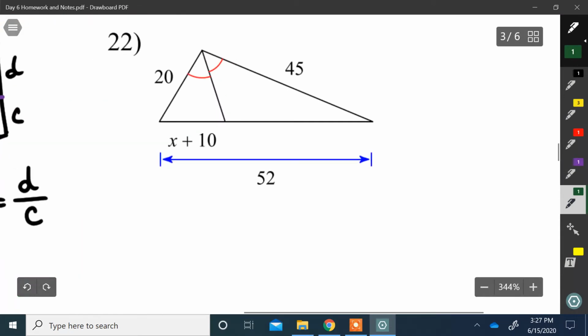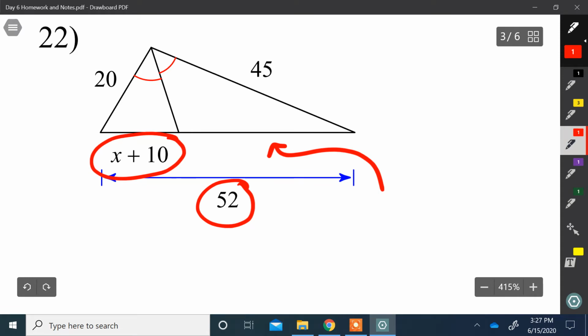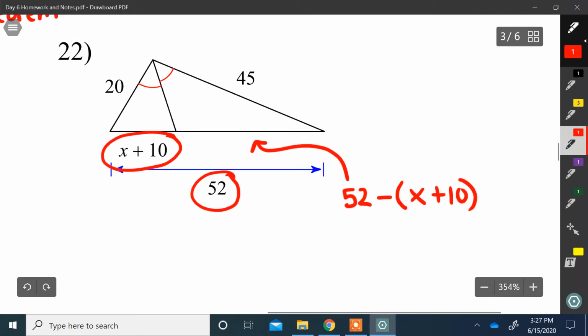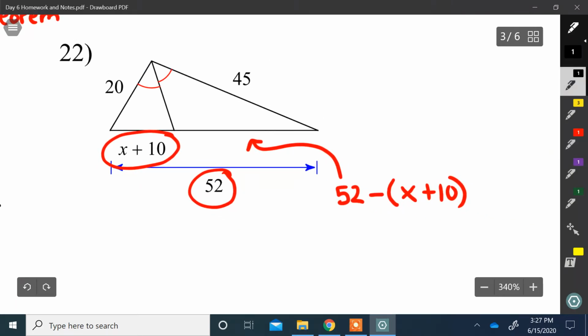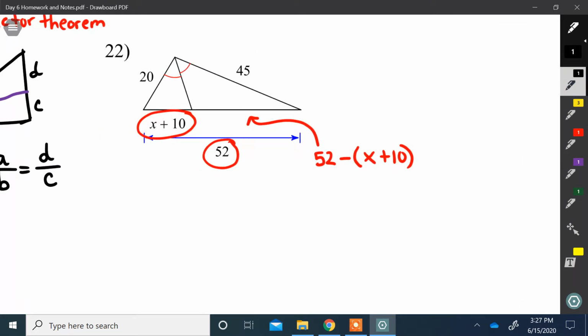Oh no, 22 is actually harder. This right here, what is that? Well, if the whole thing is 52 and this right here is x plus 10, then this will be 52 minus, and here's where it gets tricky, you do have to put parentheses, x plus 10. Alright, so let's use the angle bisector theorem. I'll actually finish this one because I did notice it is more difficult than the other ones.